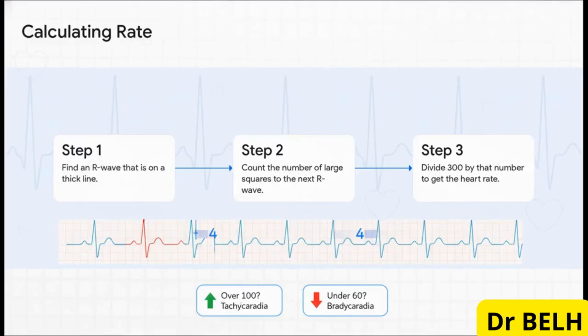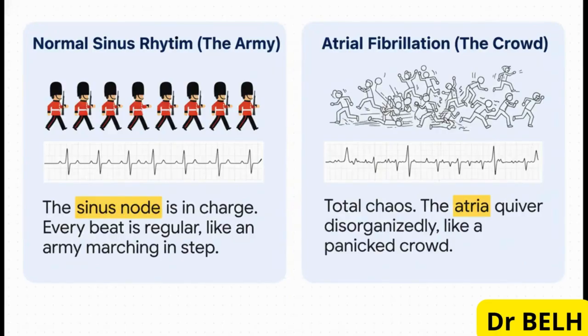Now, calculating the rate is super fast. All you do is find an R wave that lands right on one of those thick grid lines, then you just count the number of big boxes until the very next R wave. Take 300 and divide it by that number. So let's say there are 4 boxes. 300 divided by 4 is 75. Simple. Is it over 100? That's tachycardia. Under 60? That's bradycardia. Easy as that.